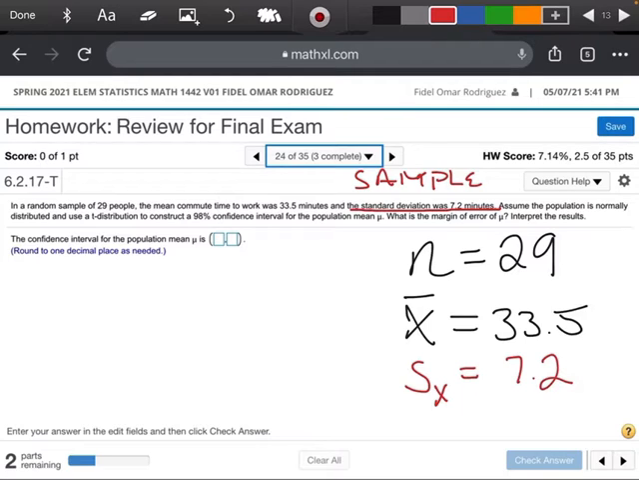It says, assume the population is normally distributed, and it's even telling me here, we're going to use a t distribution. Guys, we use t distributions when we have the sample standard deviation. And it says construct a 98% confidence interval for the population mean mu. And then it says, what's the margin of error of mu, and interpret the results. Okay, so let's see if we can do this first part here.